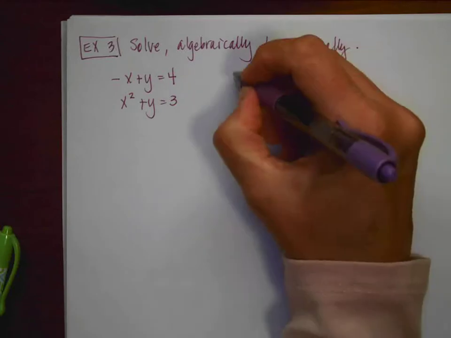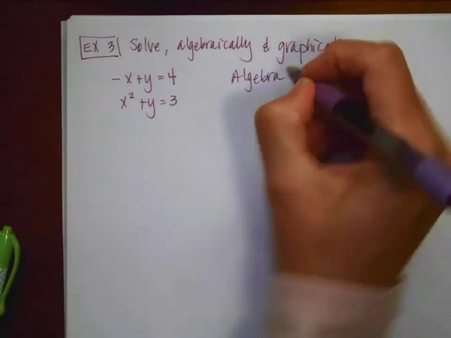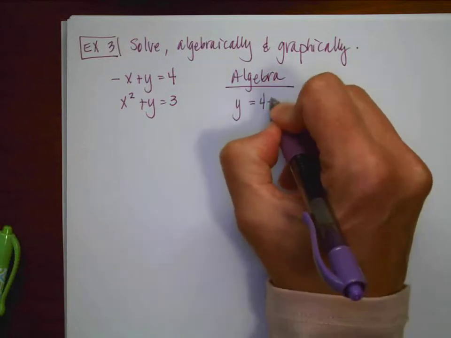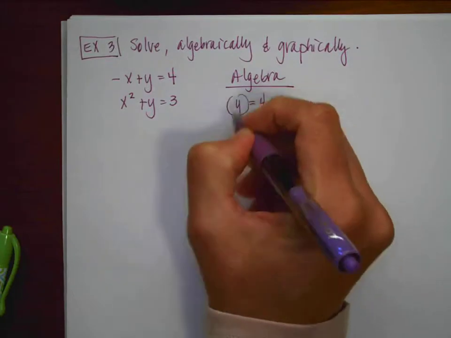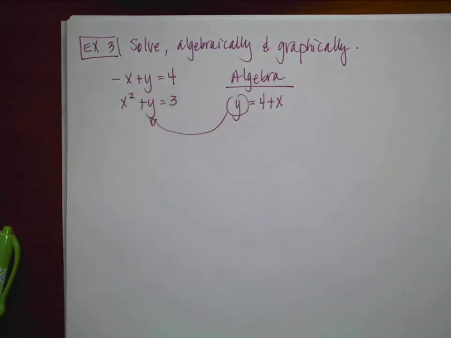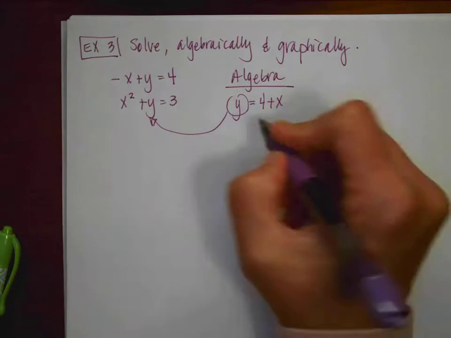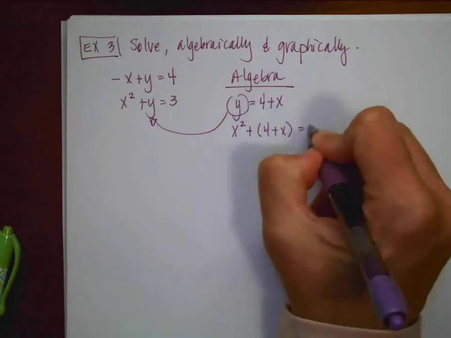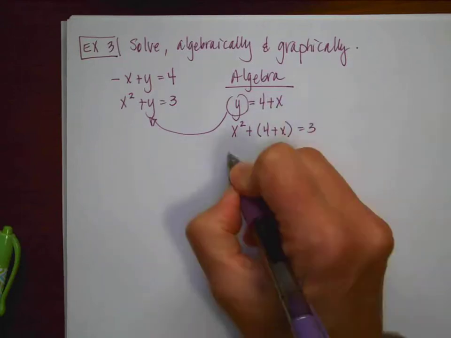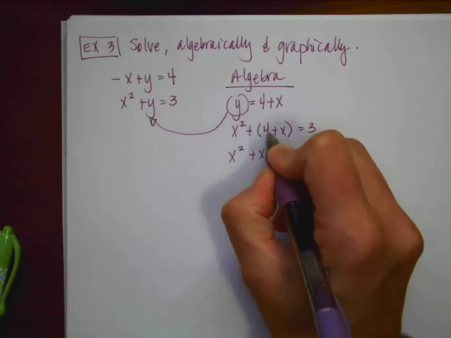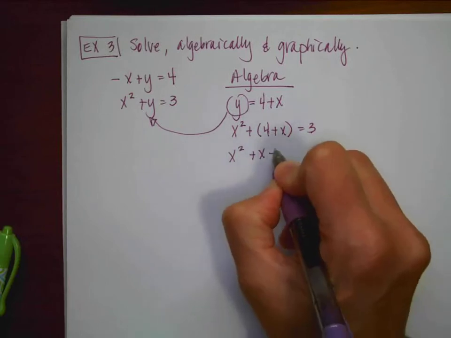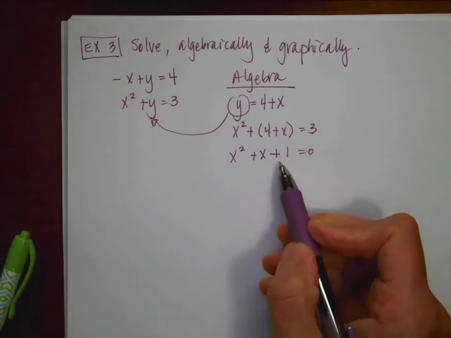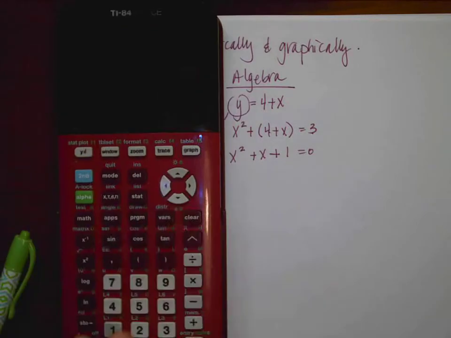So the first thing that I'm going to do is the algebra first, because I love algebra. So I'm going to solve the first equation for y, and I'm going to get y is equal to 4 plus x. And then I'm going to take that and substitute it into the next equation. So when I do that, I get x squared plus, here's my y, 4 plus x is equal to 3. I'm going to combine like terms, so I have x squared plus x, 4 minus 3 is a positive 1, is equal to 0.